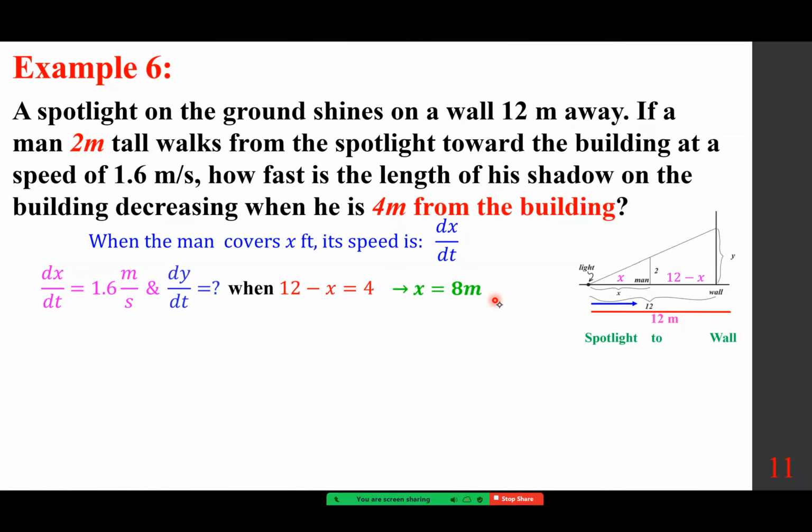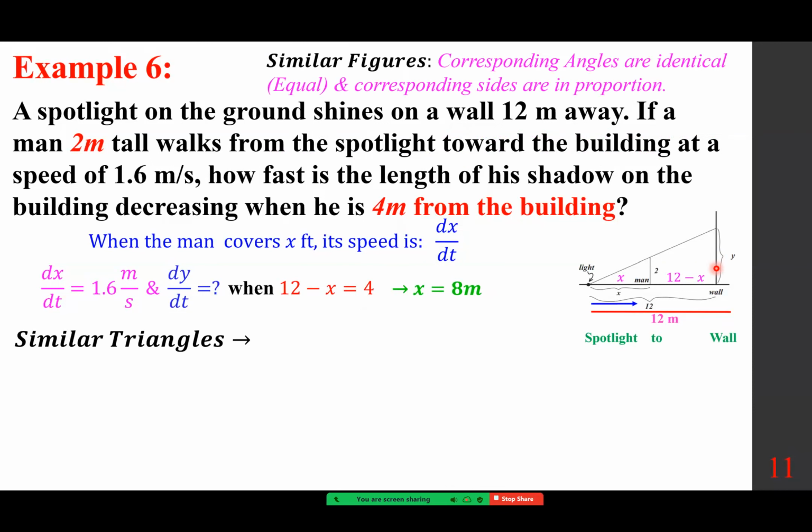Then we notice the concept of similar figures. That means the small one and the large one are similar. And I'm going to remind you of similar figures. In similar figures, corresponding angles are identical or equal, and corresponding sides are in proportion. This is the simplest definition I can remind you of.